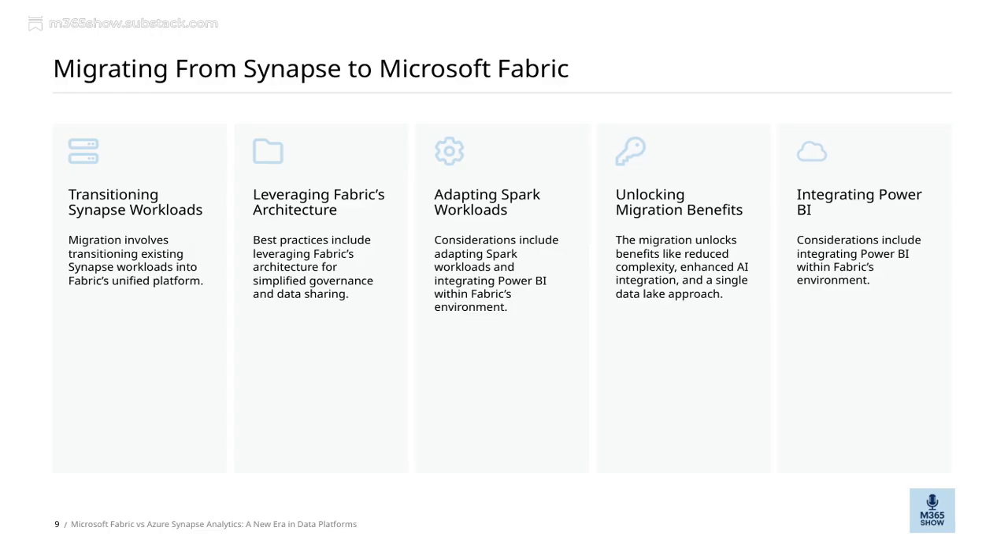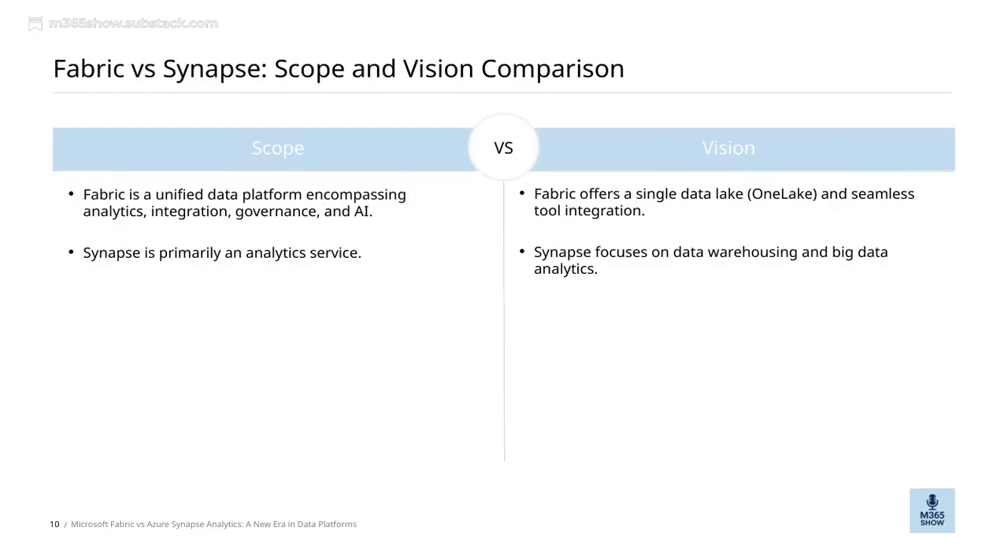Now, let's take a closer look at Fabric versus Synapse in terms of their scope and vision. Fabric offers a single, unified data lake called OneLake, which simplifies data management by providing a central repository. It also supports seamless integration with various tools, making workflows more efficient. On the other hand, Synapse primarily focuses on data warehousing and big data analytics, enabling organizations to handle large-scale data processing and analysis.